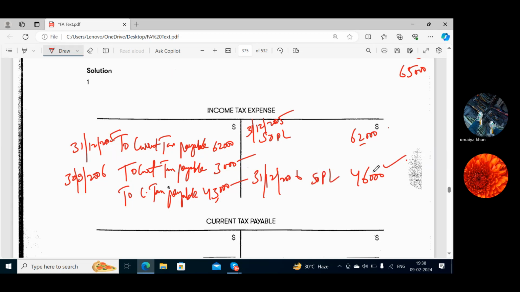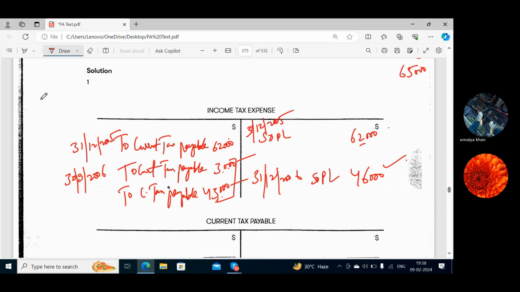Yes, sir. Okay, so what happened? This much was the liability for you in the year 2005. In the year 2006, you have paid 65,000. That means this is also cleared, and this was a liability, right? And this much you paid extra. And in the year 2006, you also paid this much. So in the year 2006, you totally paid how much? 46, right? And that also you showed in the P&L account as an expense.